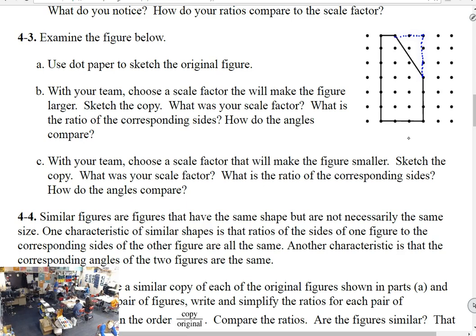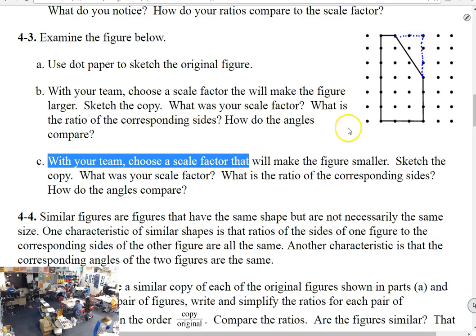Now I want you to be strategic. When you get to part C, think about what scale factor will make your life easier. So compare what is the height of our shape, what is the width of our shape. If we want to make it smaller, what scale factor would do that easily?